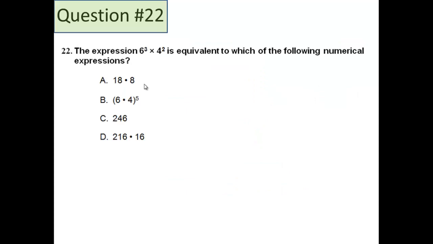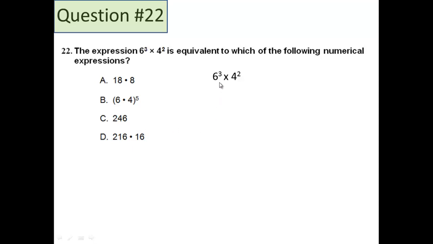Here it is. The expression 6 to the 3rd power times 4 to the 2nd power is equivalent to which of the following numerical expressions? I don't want to block this because I need those to figure out which one is equal. Okay? So there it is, 6 to the 3rd power times 4 to the 2nd power. Let's just break this up, because I'm seeing all sorts of wacky answers down here.